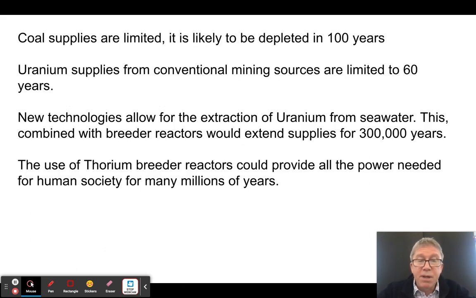Now, remember, coal supplies will probably only last at most another 100 years. Uranium supplies, if we do it conventionally, will also only last about that time, maybe even less if we switch entirely over to uranium. However, there are new technologies that allow us to extract uranium 235 from seawater, which could extend supplies for maybe 300,000 years, but that technology is still under development. And then thorium breeder reactors, we know they work. We've built them, but we haven't developed an infrastructure for how to reprocess the uranium 233 from this process. But if we did that, we could power society for millions and millions of years.